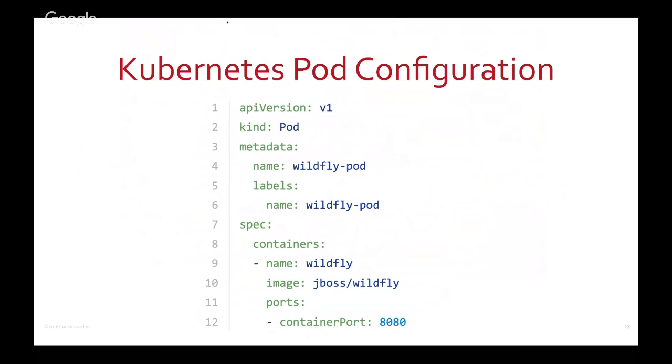On line 2, it says it's a pod. There are different kinds of resources. So that kind of resource is specified here. Lines 3 to 6 specify the metadata that can be associated with a Kubernetes resource. Line 4 basically says name. And lines 5 and 6 say what are the labels associated with this resource?